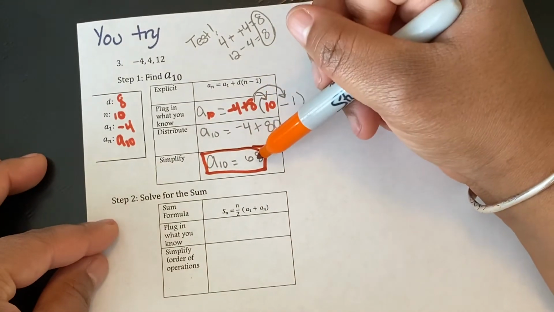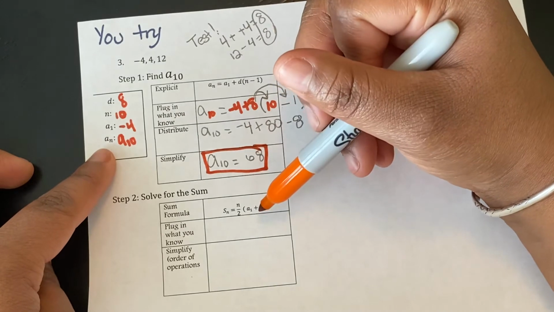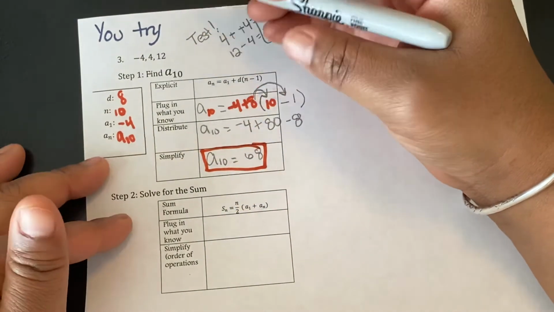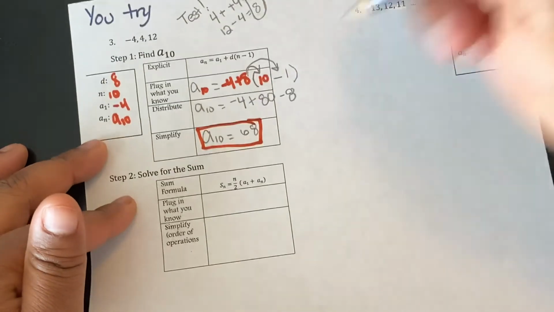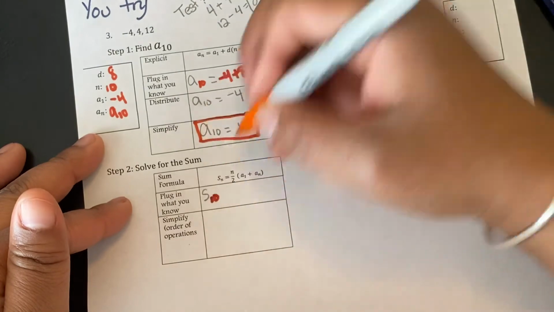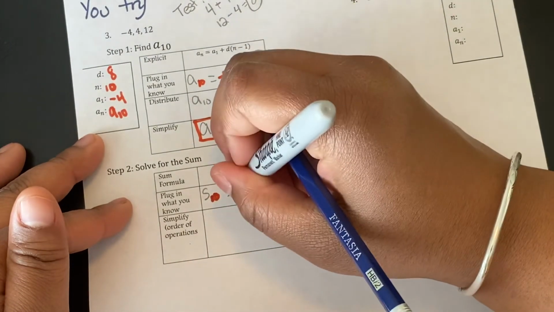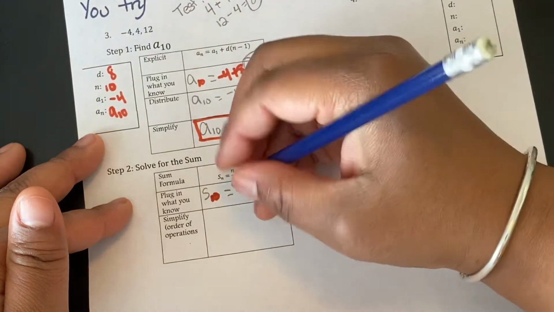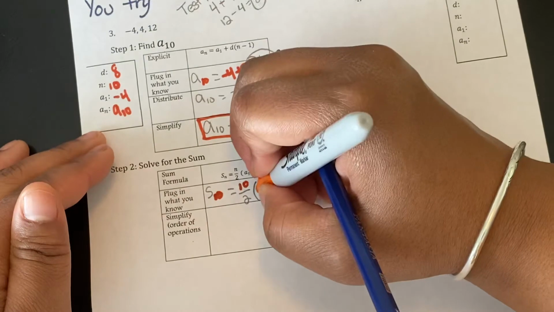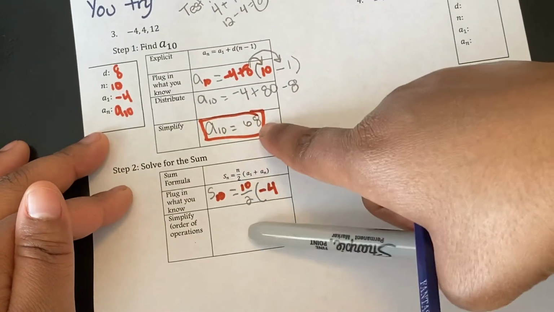Now we're going to take this 68, along with everything else we know, and plug that into our sum formula. So it becomes S sub 10, the sum of the first 10 terms, equals 10 divided by 2 times the first term, which is negative 4, plus the 10th term, which is 68.